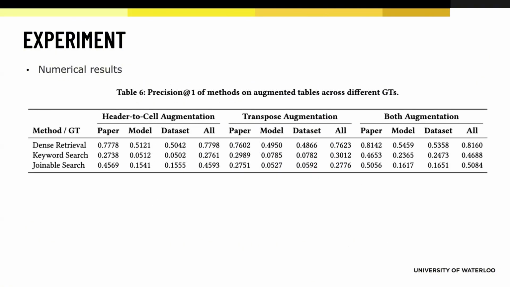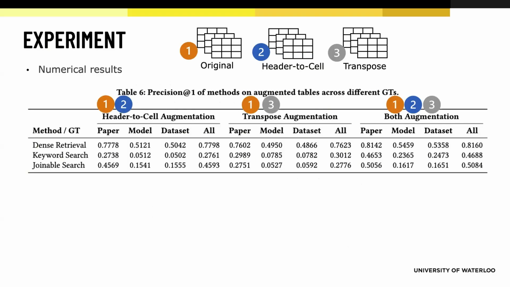And then we are going to examine the performance on the augmentation set. Here we have 3 sets: one is the original and the other 2 are augmented sets. For the first experiment, we combine the original set and the header-to-cell set and do the retrieval based on all the tables. And we evaluate it like this.